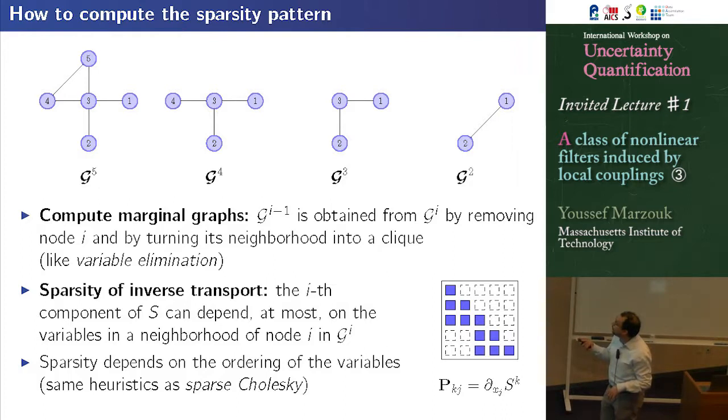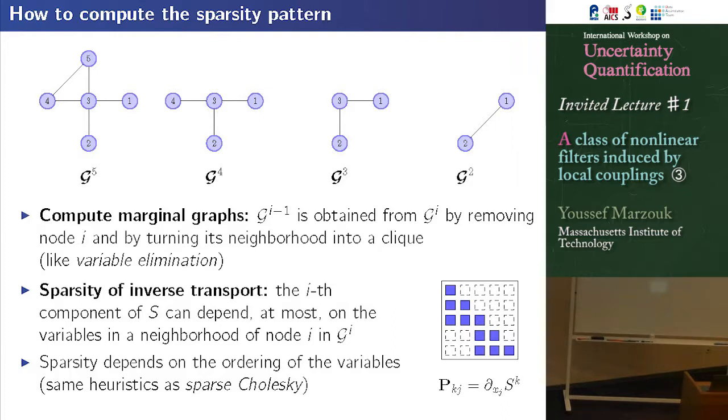Peel off 4, 3 and 3 is already married. The children are already married. Peel off 3. Okay, now I need to draw a new edge between 1 and 2. That gives me a sequence of graphs, and this sequence of graphs will tell me the sparsity pattern of the inverse transport. And the sparsity pattern is as follows. Basically the fifth component, rather than be a function of all 5 variables, is a function of only 3 variables. The fourth component is a function of only 2 variables, so on and so forth.